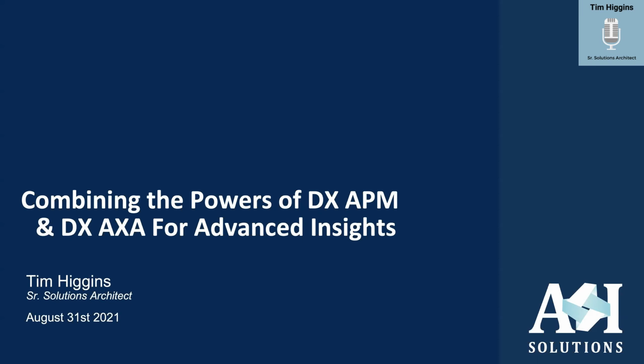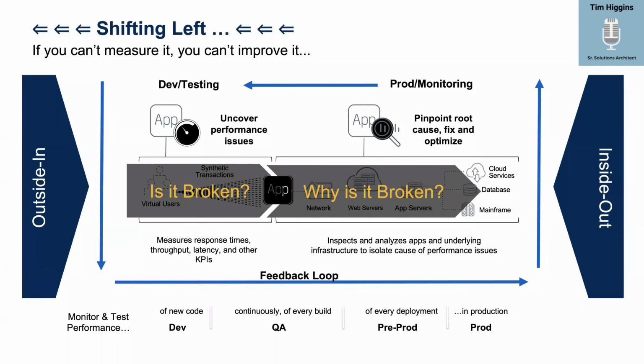Tim Higgins here. We're going to talk about combining the powers of APM and AXA. And this is really for advanced insights, and you'll see what the scope is here shortly. Now, the DX is just a new term. It's always been APM in the past, but basically it's web-based. So it's a SaaS.